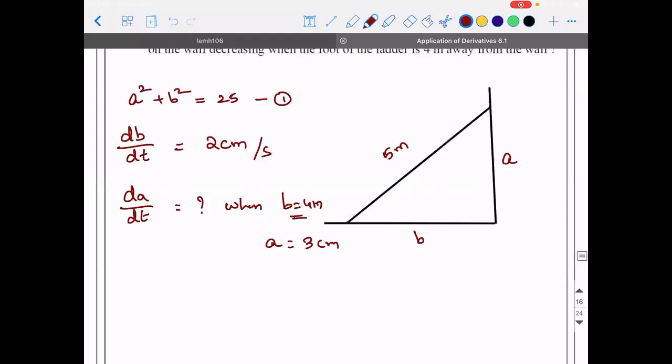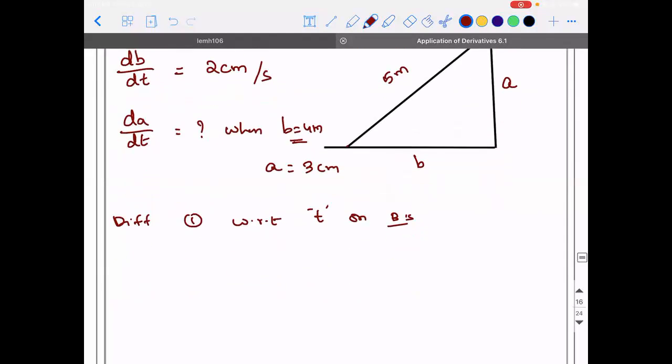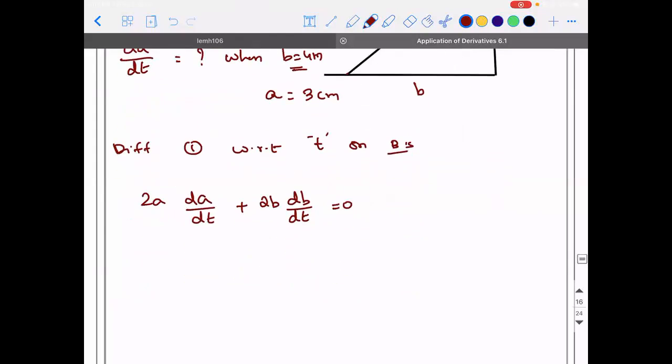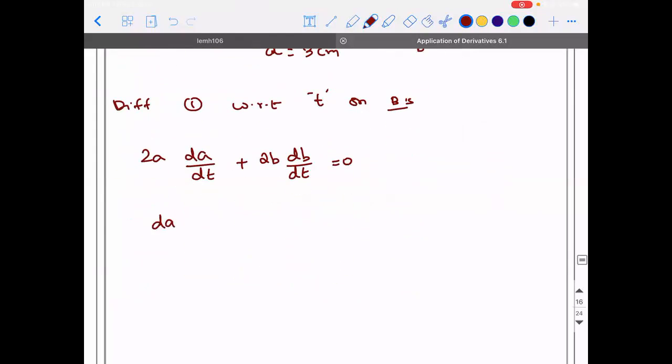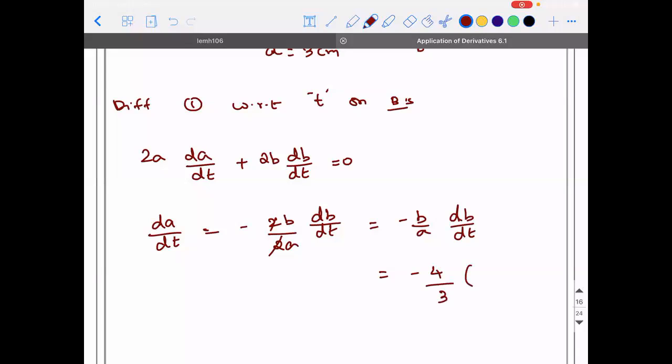Now what we do is differentiate 1 with respect to time on both sides. What do we get? 2A into dA divided by dt plus 2B into dB divided by dt is equal to 0. So what is the value of A and B I need to substitute? So dA by dt is equal to minus 2B times dB by dt divided by 2A. 2 and 2 are getting cancelled. Minus B divided by A into dB by dt. What is the value of B, guys? It's 4 divided by 3 into dB by dt, which is 2. So it is minus 8 by 3 centimeters per second.